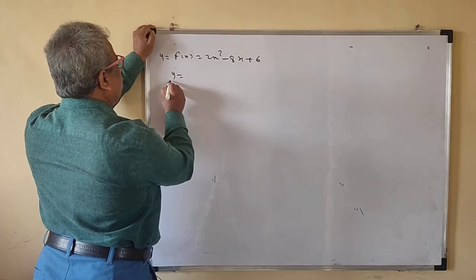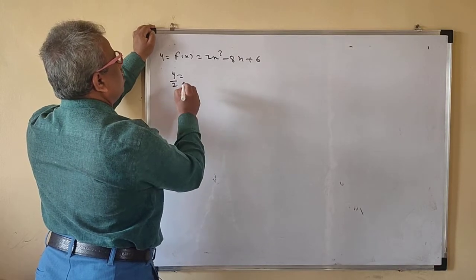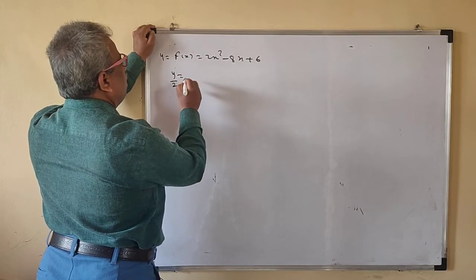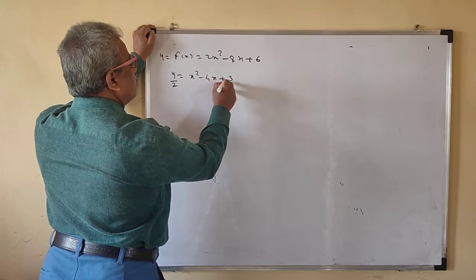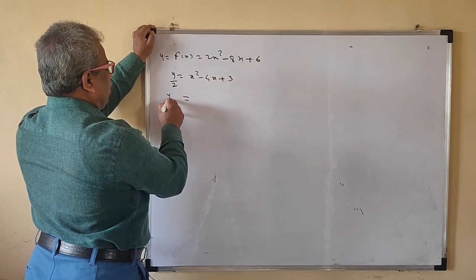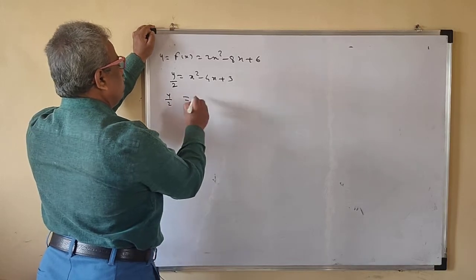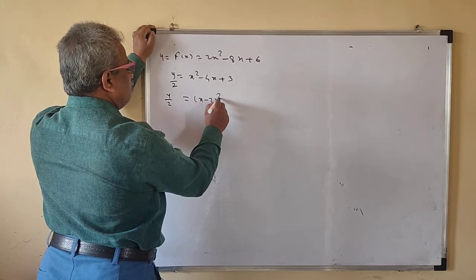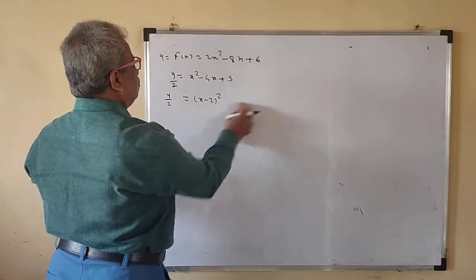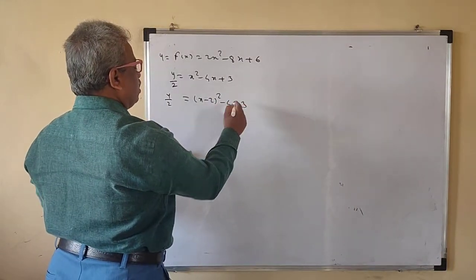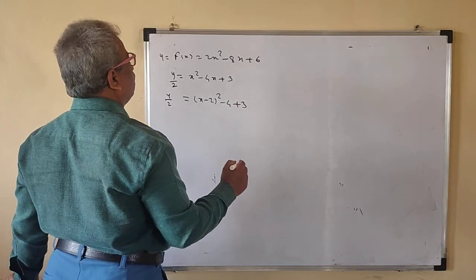I will divide by 2 now, so I will write y by 2 then. Actually no need to take the y by 2. So this is x square minus 4x plus 3 now. So how can you write y by 2? Just write y by 2 here. So this is x minus 2 bracket square, minus 4, plus 3.